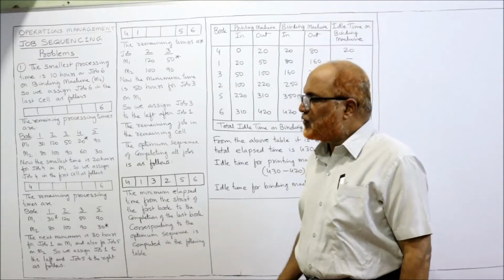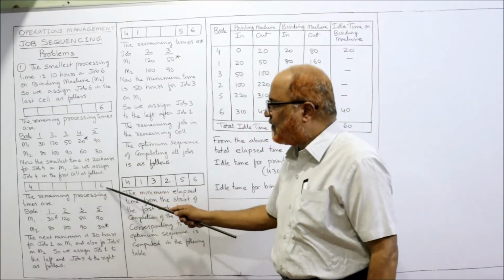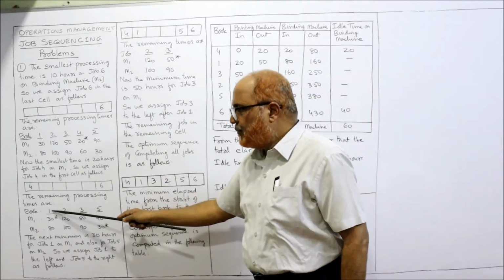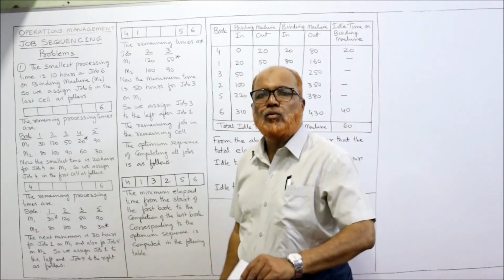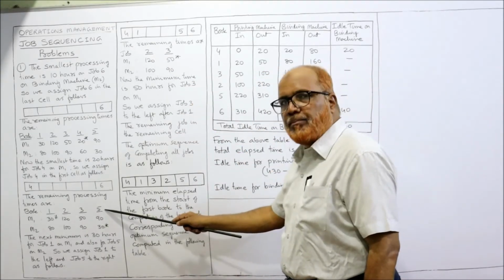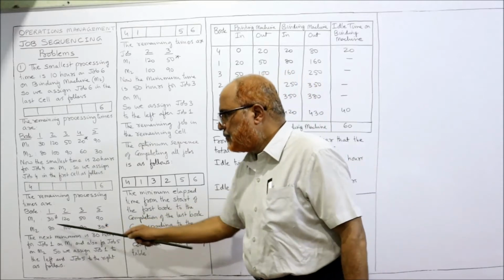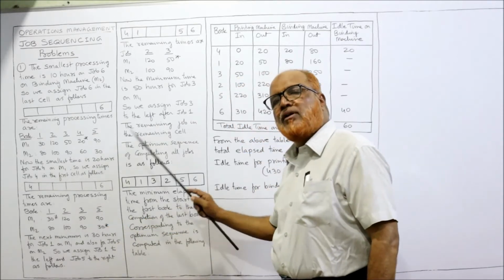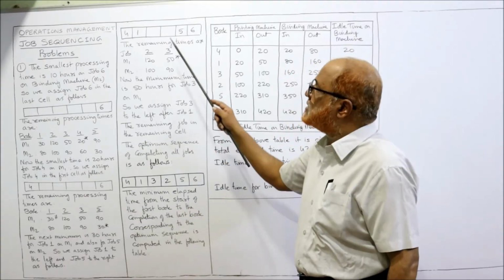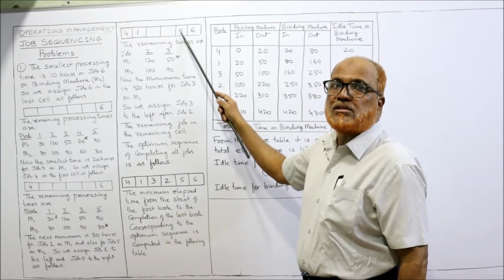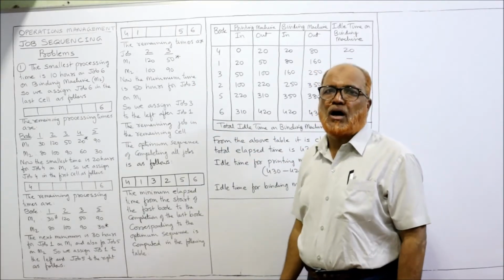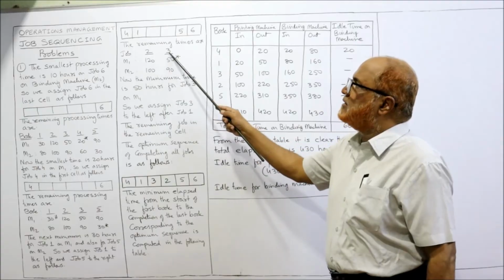So already 2 jobs we have completed, 4 and 6, as it is. First job is on M1, so we have to assign to the left side. So on the left side, 1. The 5th job is on M2, 30 is on M2, so give from the right. So this 5th job will be before the 6th. So out of 6 jobs, 4 jobs we have completed, only 2 jobs are left, that is 2 and 3.